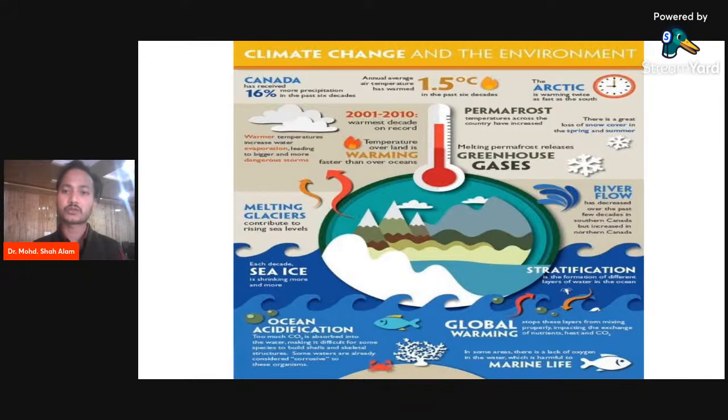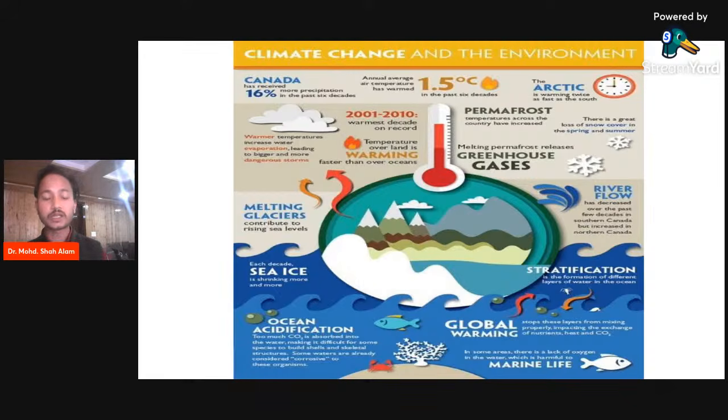Permafrost temperature across the country has also increased. Permafrost releases methane gas. The fossils, plants, and trees that have been trapped in the ice for millions of years are now thawing due to permafrost melting and releasing carbon dioxide and methane emissions, which ultimately contribute to climate change. Melting of glaciers is also contributing to the rise of sea levels.